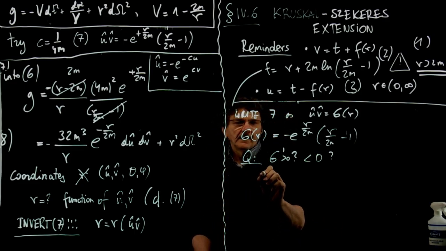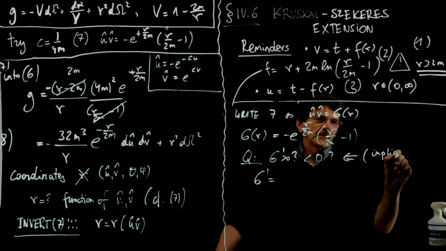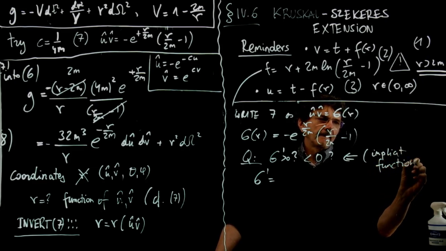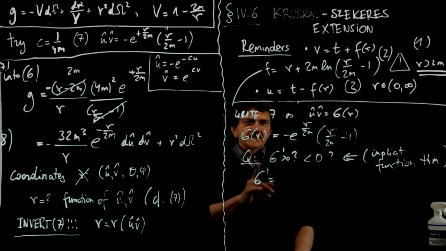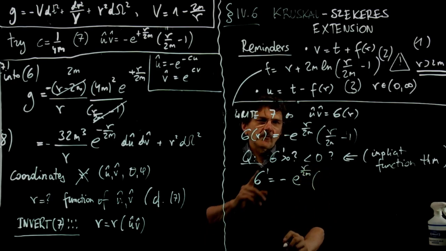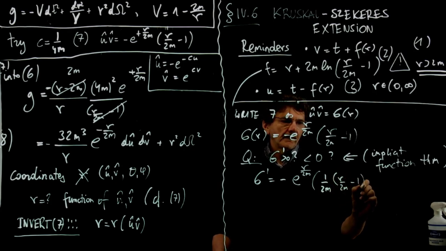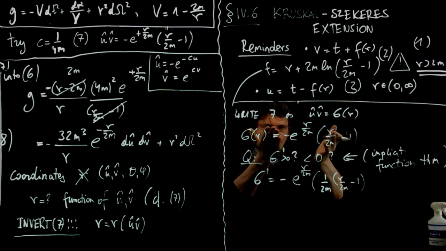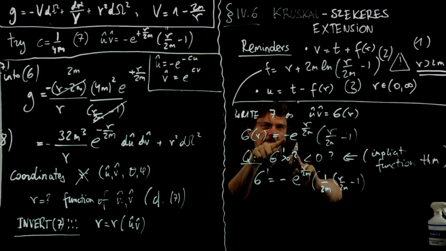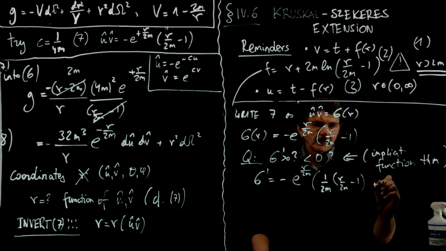Well, let's check that. The reason we're asking this is the implicit function theorem. So let's see. There's a minus here, and we're differentiating this exponent. First there's certainly going to be a term e to the r over 2m. And when I differentiate the exponent, I'm going to get 1 over 2m, times whatever was here. And this is a product, so the first term gives me this, and the second will give me minus e to the r over 2m, which I already have, times the derivative of this one, which is plus 1 over 2m.